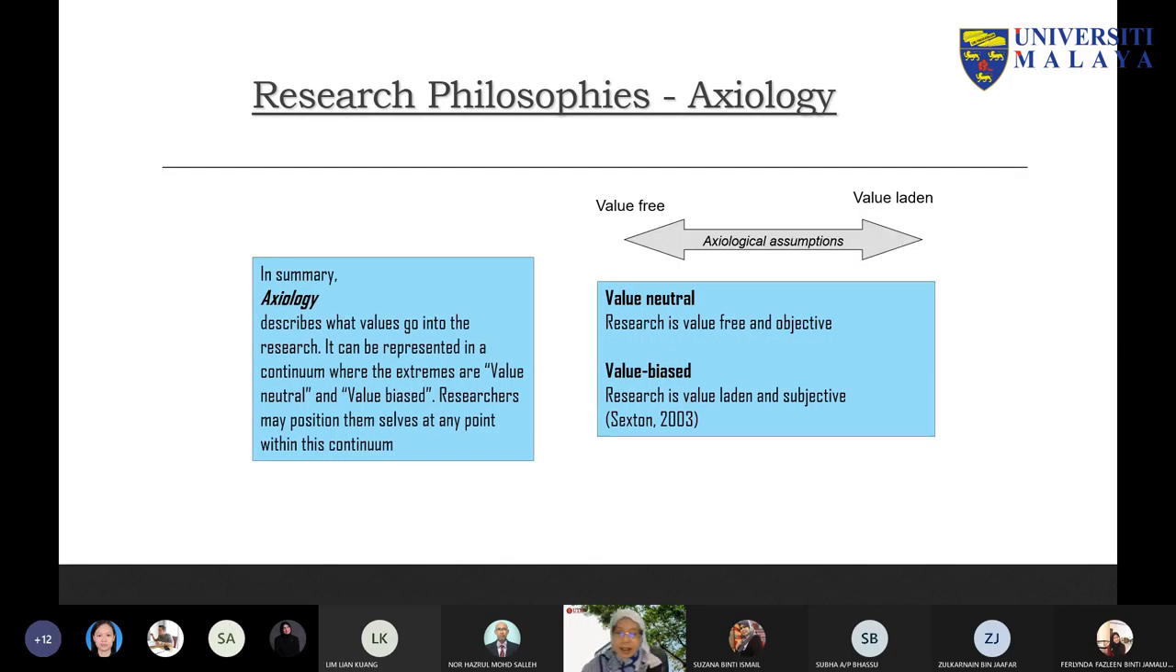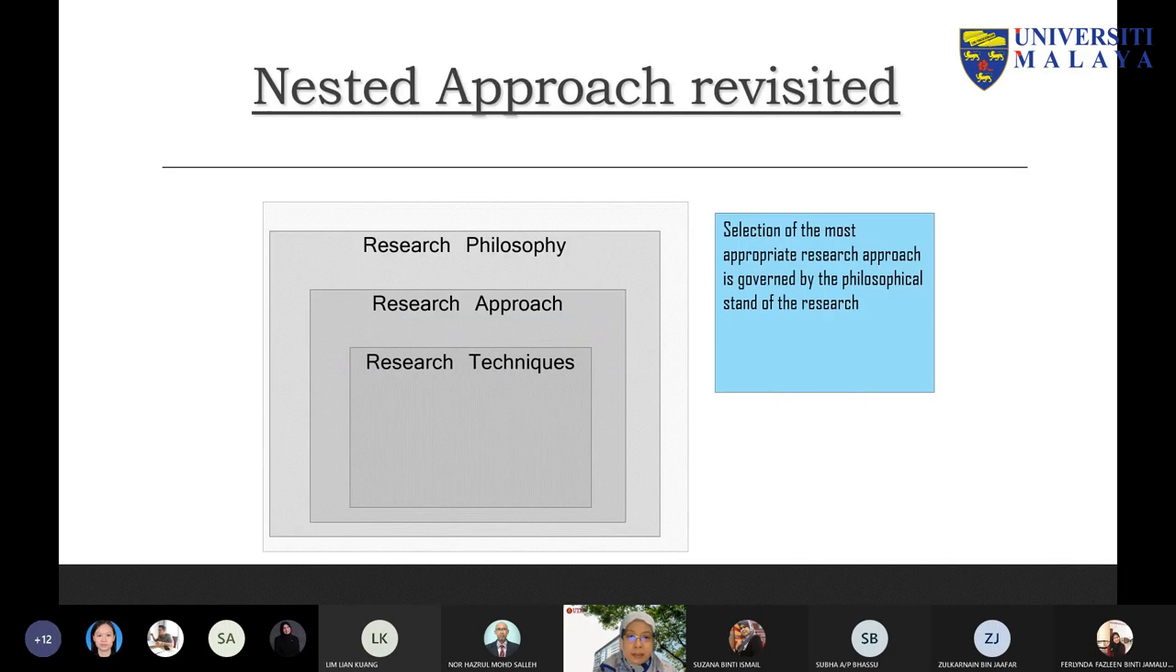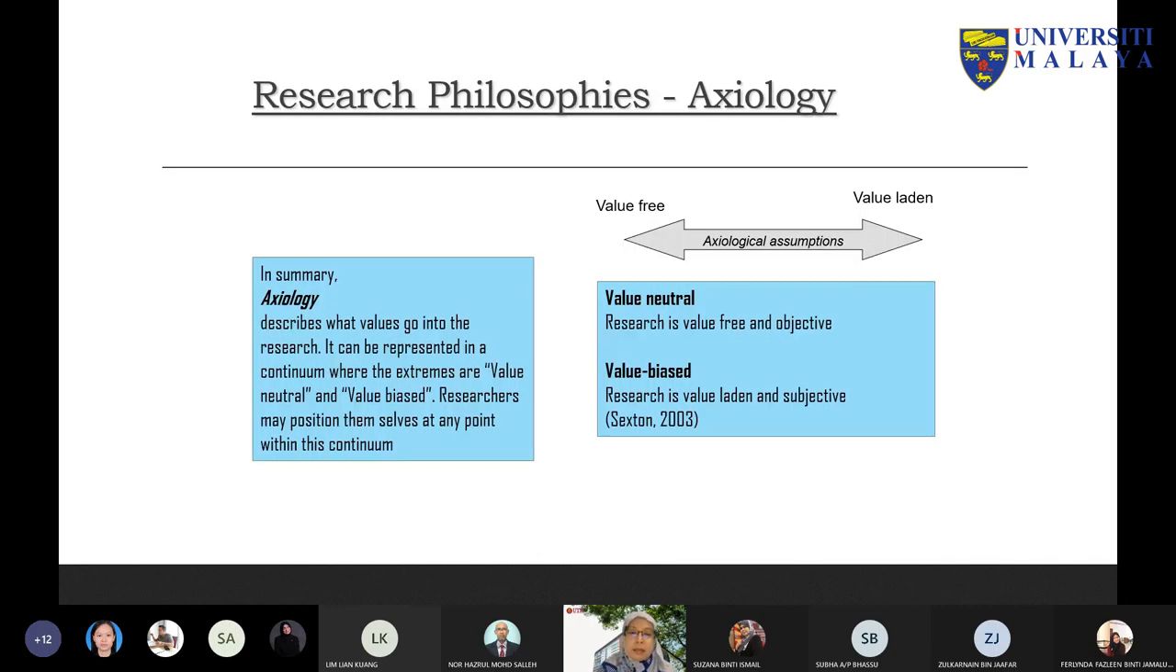Okay, axiology is about value. So based on the way I position myself, Mr. Tangible said, I place myself value neutral because he is not involved with the data. He is outside the data. While Mr. Feeling says, I place myself at value bias. So what does it mean by value bias? According to Sexton, value neutral is value free and objective. Value bias is value laden, full of explanation and everything. So research is value laden and subjective.